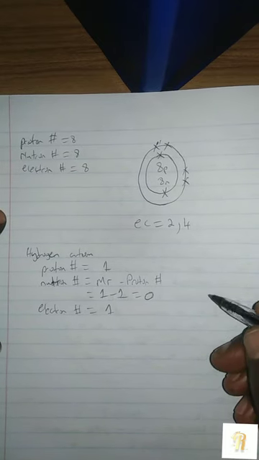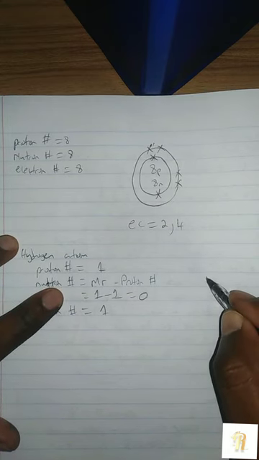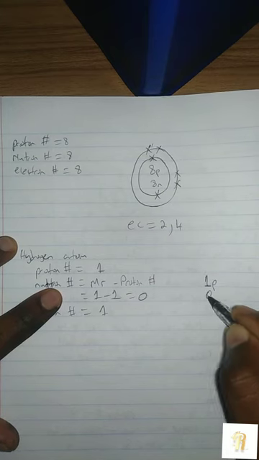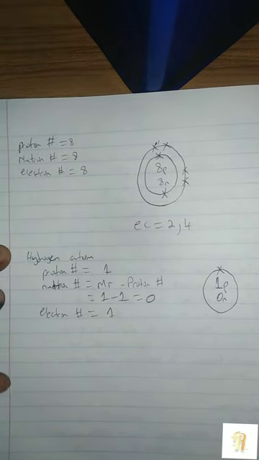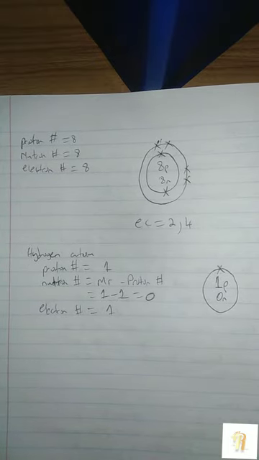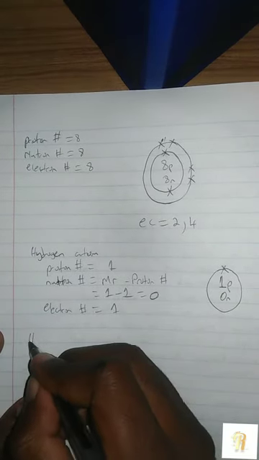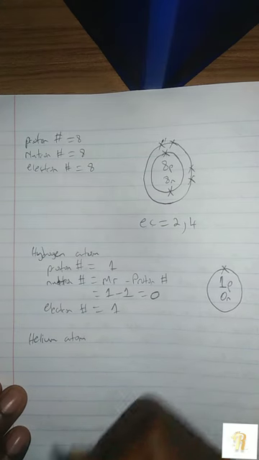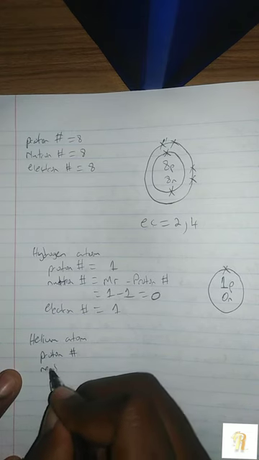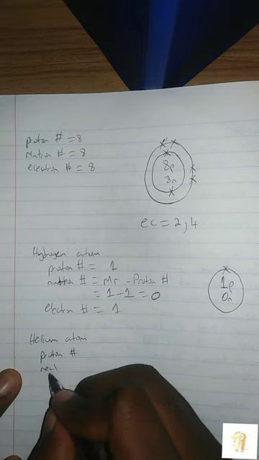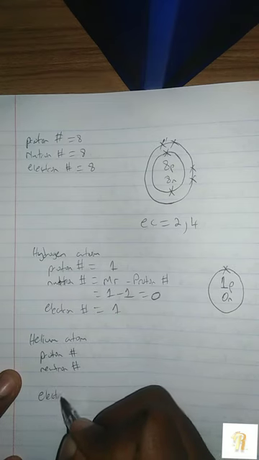Now let's draw the hydrogen atom. 1 proton, 0 neutrons. First shell, 1 electron. This is the hydrogen atom. Now let's move on to, what can you draw? Let's take the helium atom. Let's draw the helium atom: proton number, neutron number, and electron number.